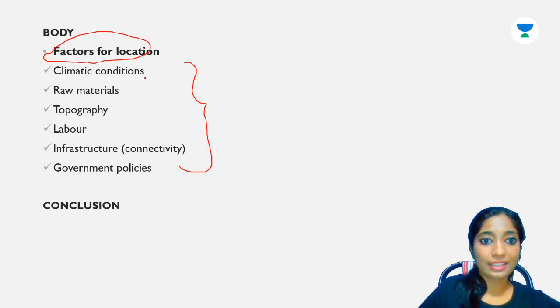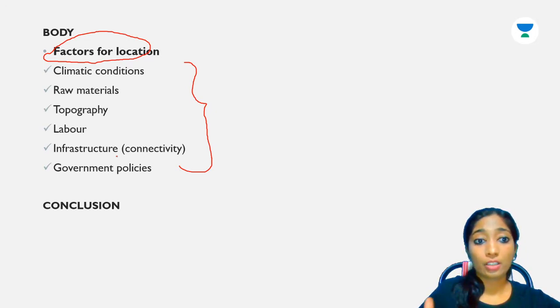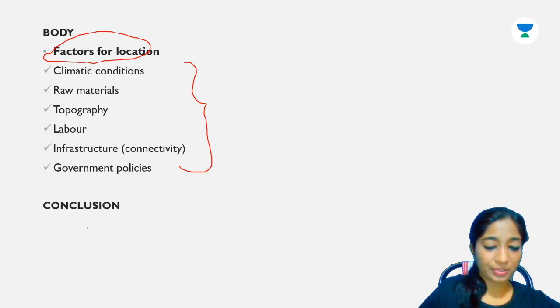First one, climatic conditions, then raw material, and if it is something related to agriculture, you can talk about topography, soil, etc. Then the labor, whether it is cheap labor or skilled labor, you can differentiate. And then the connectivity, the road, rail, waterways connectivity from market to the raw material, like that you can talk about the infrastructure.